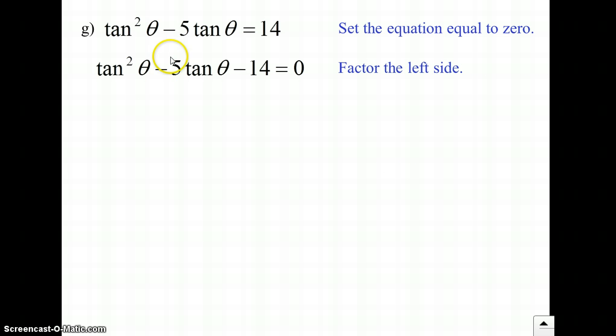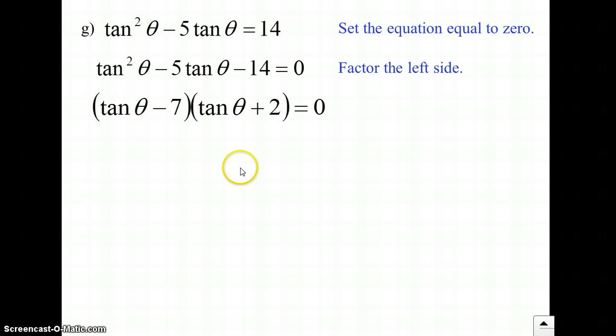What 2 numbers add to negative 5 multiplied to negative 14? Hey, this is really a simple trinomial because there's a 1 in front of my squared term. So 2 numbers that add to negative 5 multiplied to negative 14 are negative 7, positive 2. Factors then should be tangent theta minus 7 and tangent theta plus 2 equals 0. If I expand out these 2 binomials, I get the trinomial up above. It just happens to be in terms of tangent thetas instead of x's or y's.